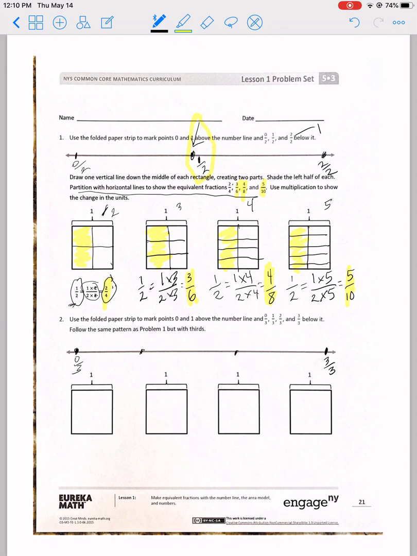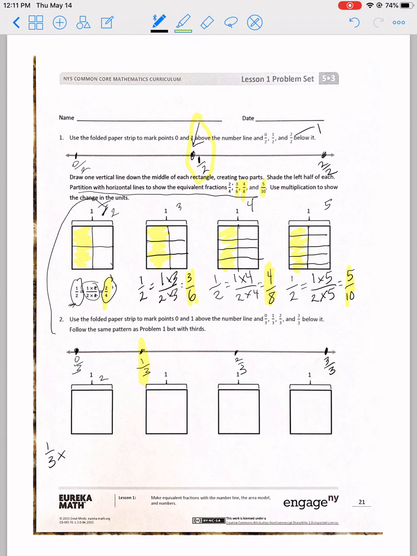Here we have 1/3, and over here we have 2/3. Okay, and what we're going to find is what's equivalent to 1/3. So going below the box right here, we're going to write 1/3 times, remember the first number they started with up here is 2, so we're going to do the same pattern.